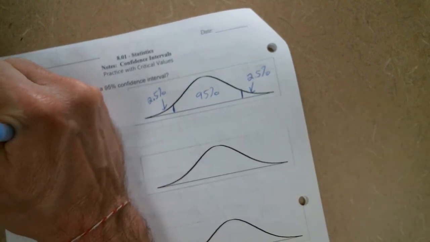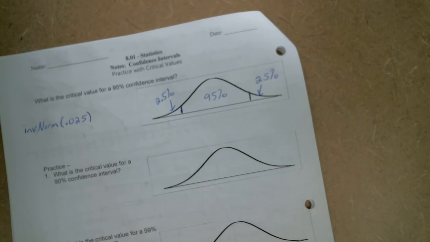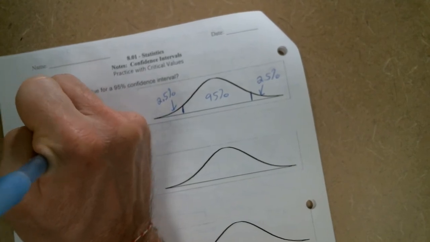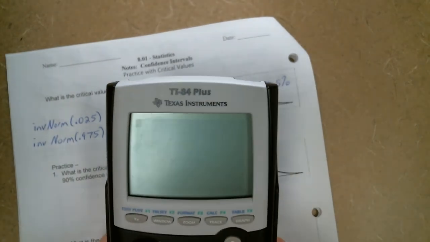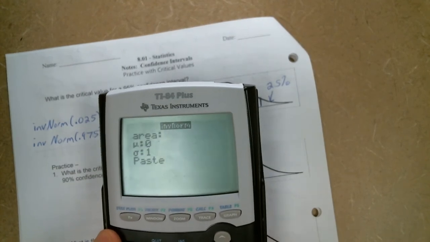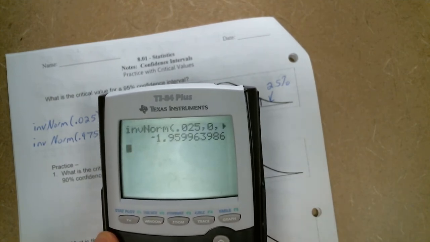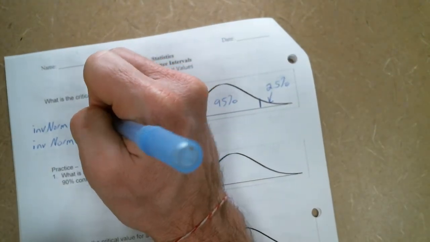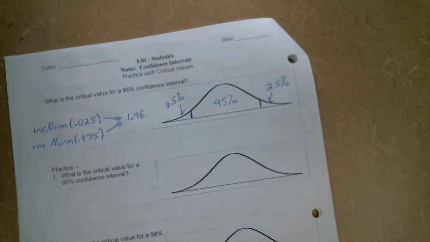If we do an inverse norm of 0.025, we could also do an inverse norm of 0.975. They're going to give us the same absolute value, one positive and one negative. So distribution menu, inverse norm, 0.025. I'm going to leave those as they are. You'll see that the true value, in absolute value, ignoring the negative, is about 1.96. So it's not two standard deviations. A more accurate representation is that it's 1.96 standard deviations above and below the mean.